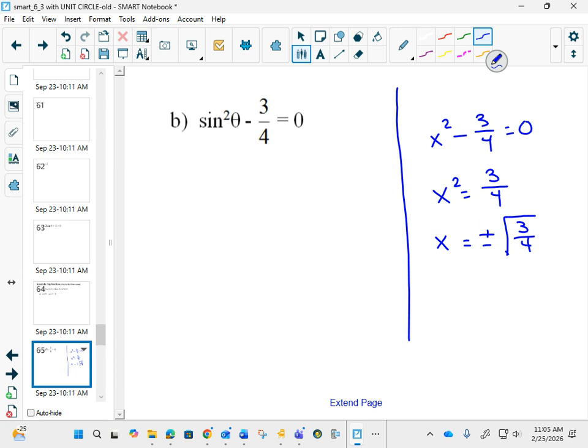So if that's how you would do it with x squared, you would do the same thing with the sine squared. You move your 3/4 over. You would square root both sides.